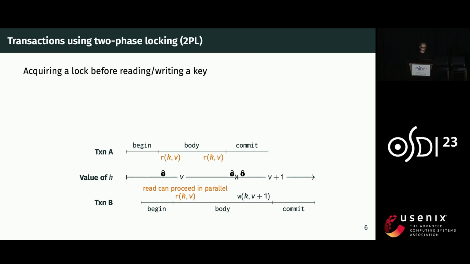So in the example, we have two transactions. Transaction A reads the key k twice, and transaction B reads k, and then increases the value by 1. While the reads of A and B can proceed in parallel, the write of transaction B will have to wait until transaction A commits, at which point the lock on k is released.